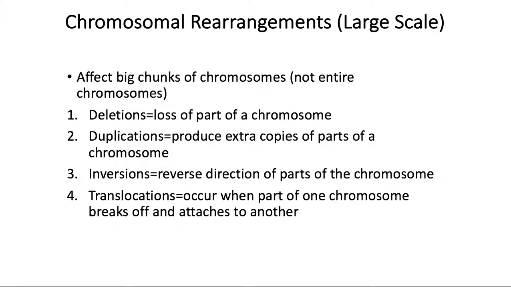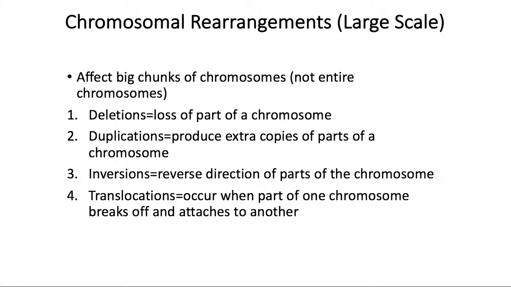Okay, so the last piece is chromosomal rearrangements. This is another large-scale mutation. This affects big chunks of chromosomes, but not entire chromosomes. In a deletion, part of a chromosome is lost. In a duplication, there's extra copies of a chromosome. And extra is not good. Just like we saw in trisomies, having an extra chromosome is not something that's a good thing. And then inversion, reverse direction of parts of a chromosome, and in a translocation, 1 chromosome breaks off and it attaches to another chromosome. So that's a translocation.